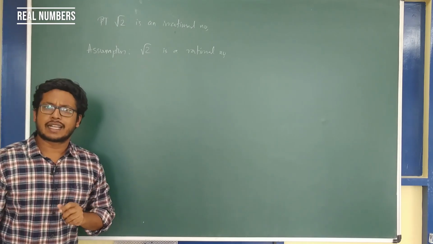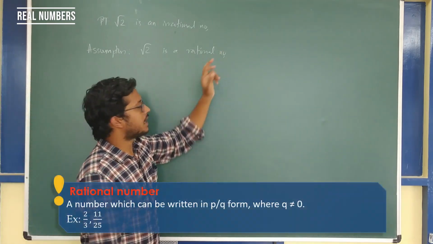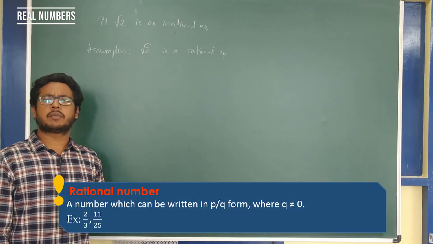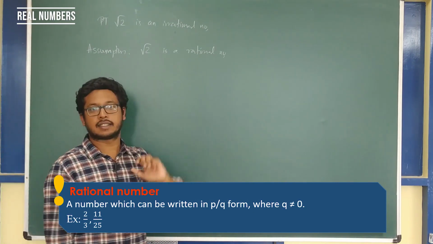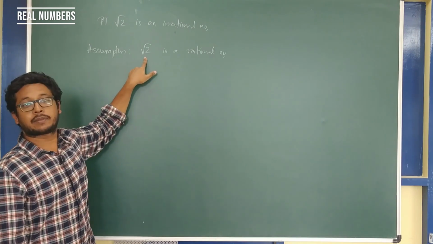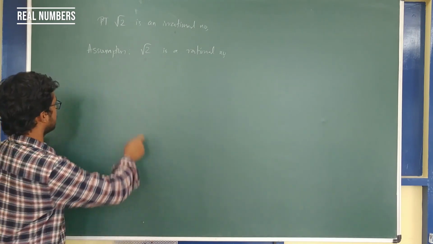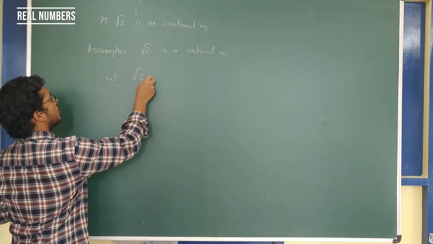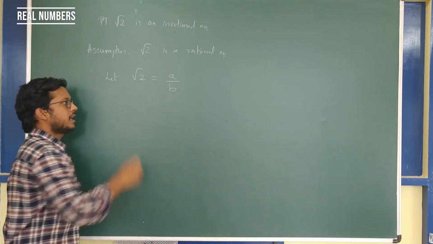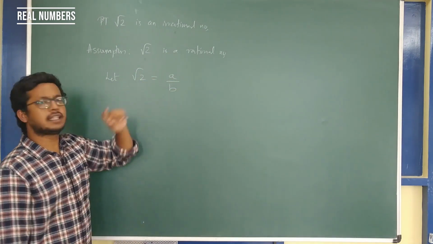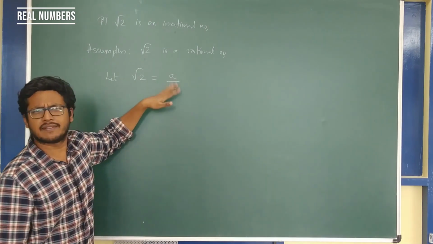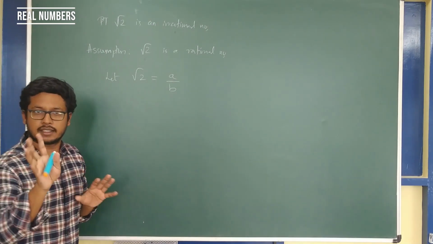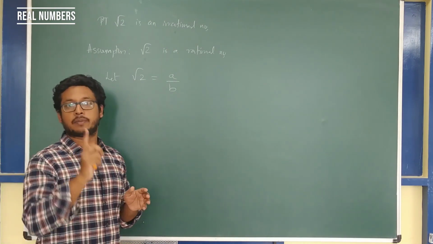So if square root 2 is a rational number, what is the definition of a rational number? Any number which can be expressed in the form p by q. Such numbers we call rational numbers, which means I should be able to express even square root 2 as a fraction. So let square root 2 be written as some fraction a by b, and a by b is in the simplest form. What does simplest form mean? It means you cannot divide it further. This is the most important argument here.